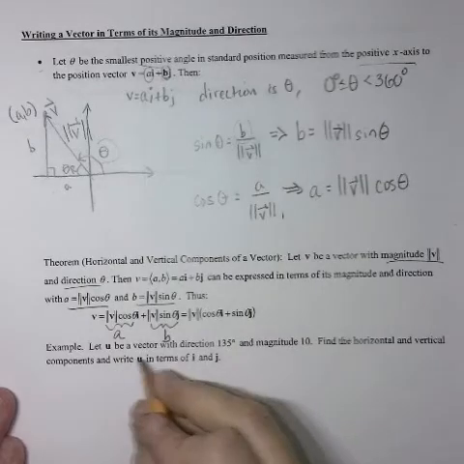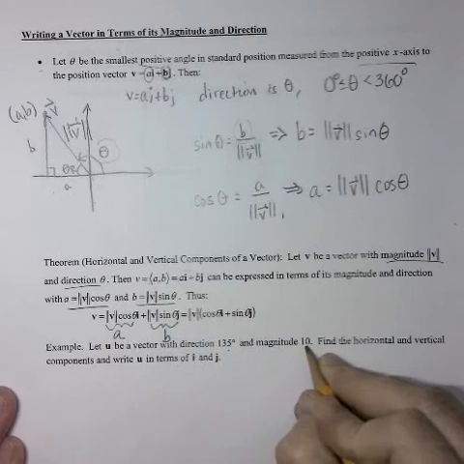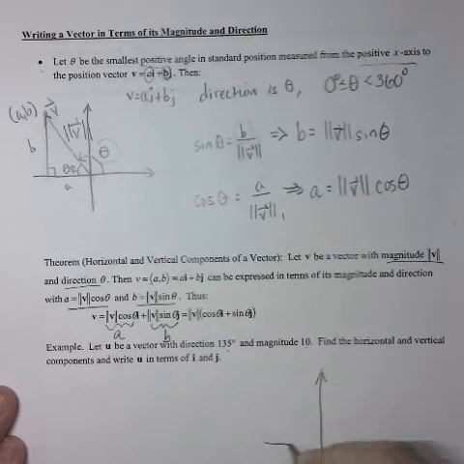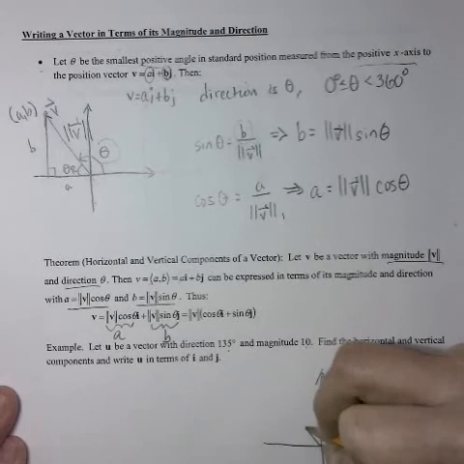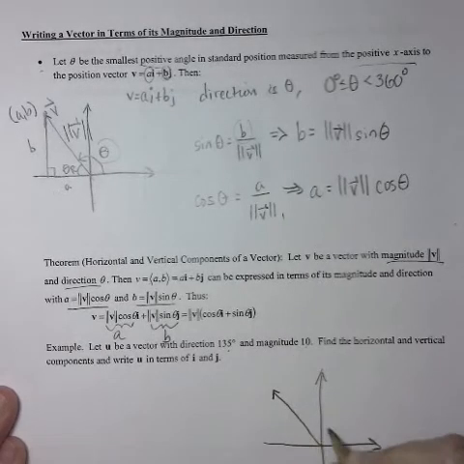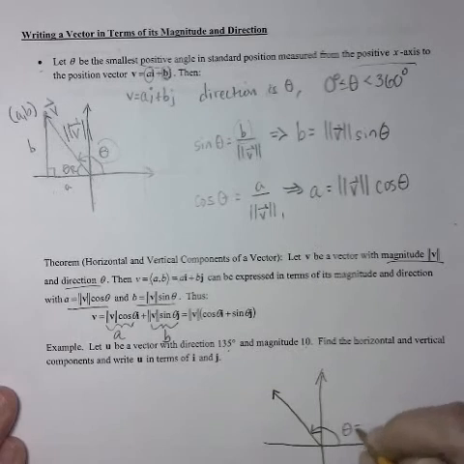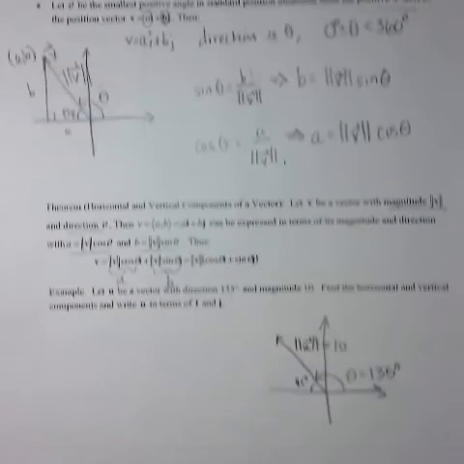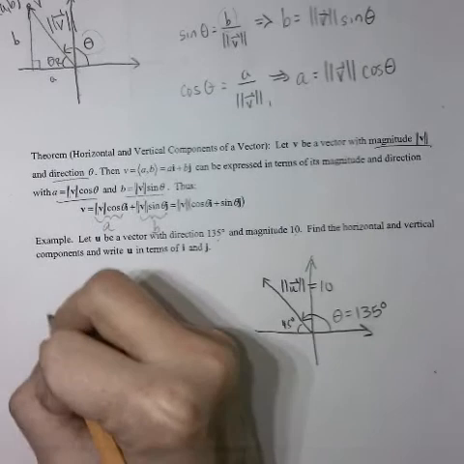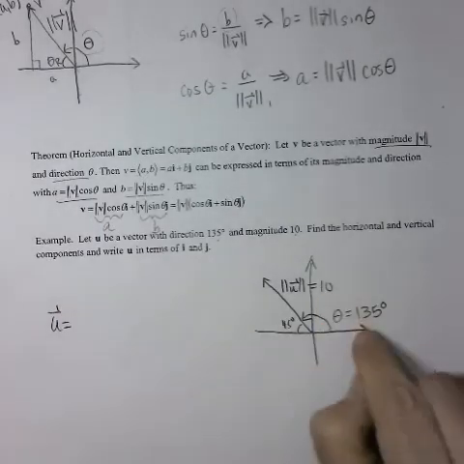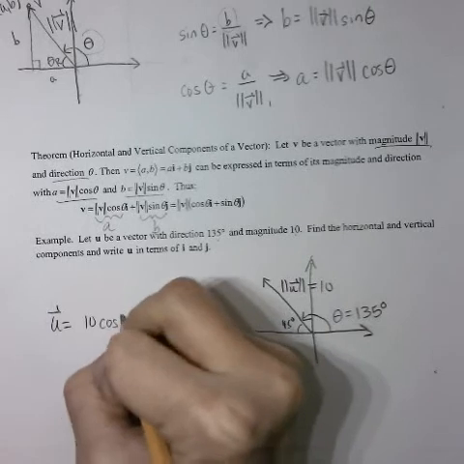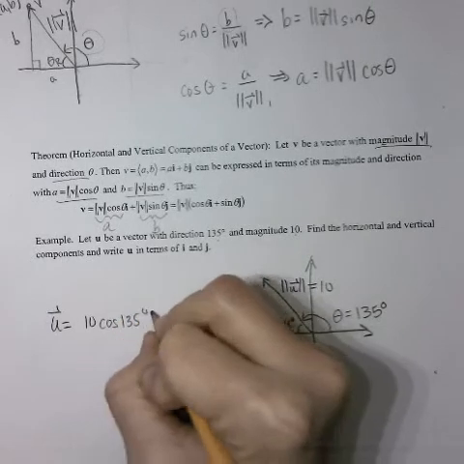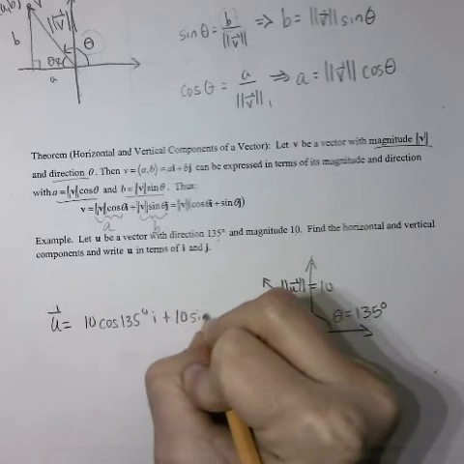So u has direction 135 degrees and magnitude 10. So if we drew that in standard position, 135 degrees would be here, right? The reference angle is 45 degrees. So theta equals 135 degrees. This is 45 degrees. And the magnitude is 10, so the magnitude of u is equal to 10. So vector u is equal to 10 cosine 135 degrees i plus 10 sine 135 degrees j.